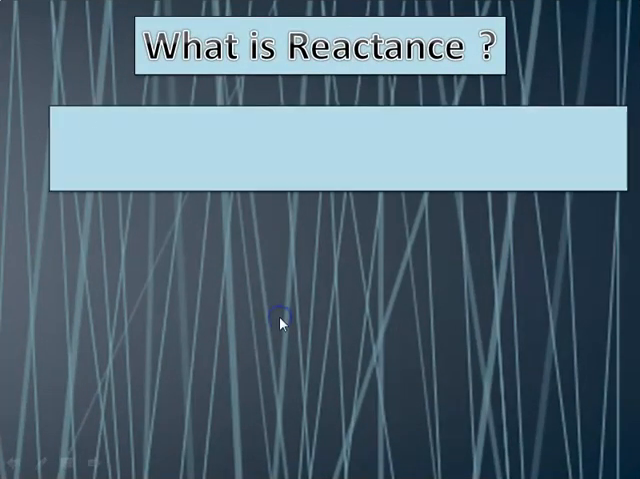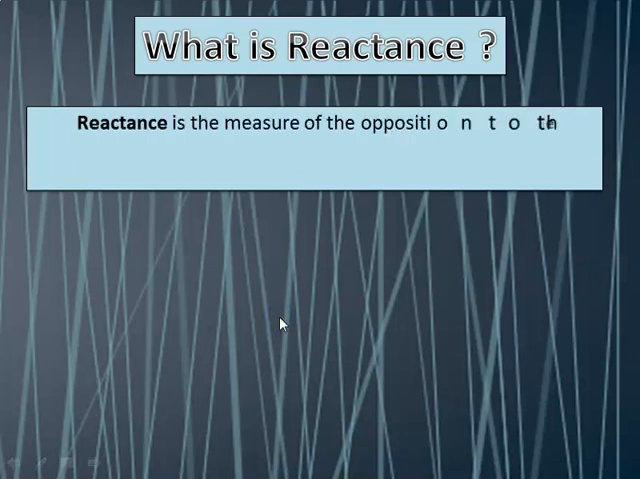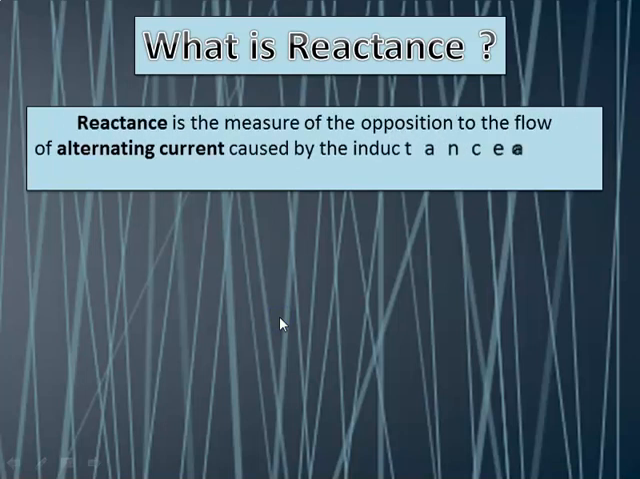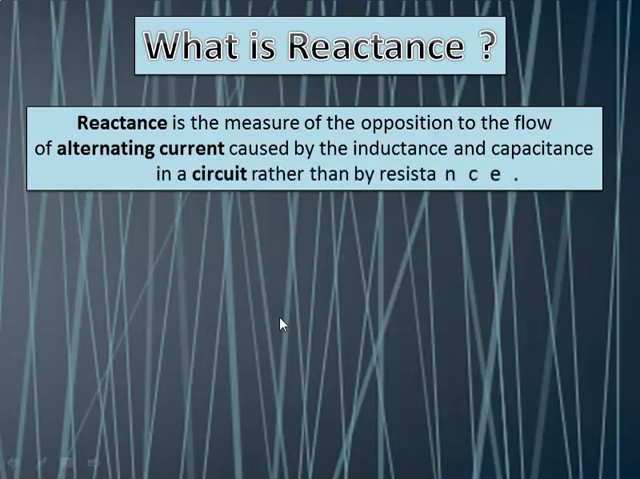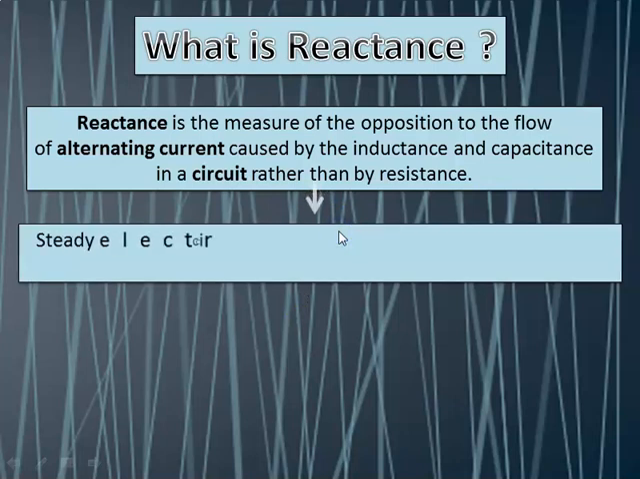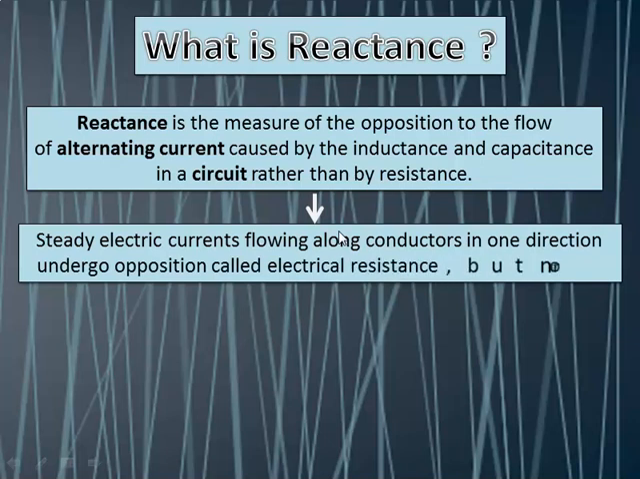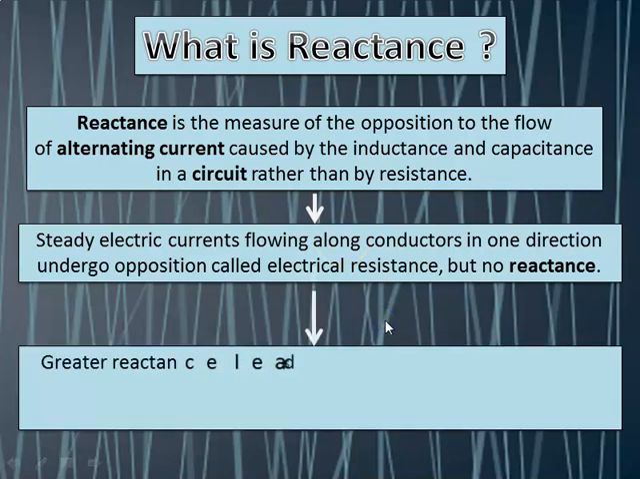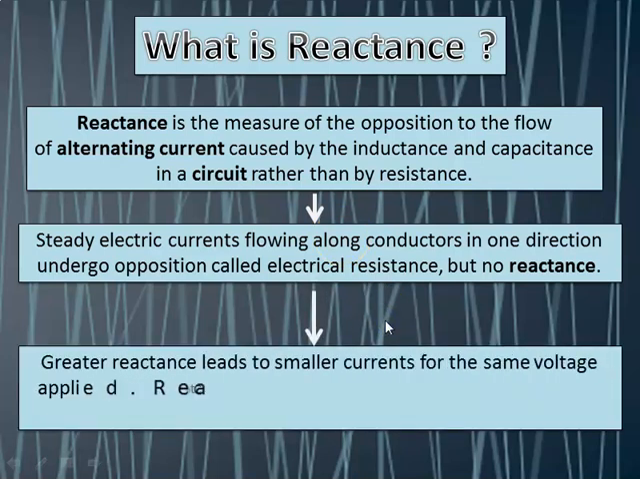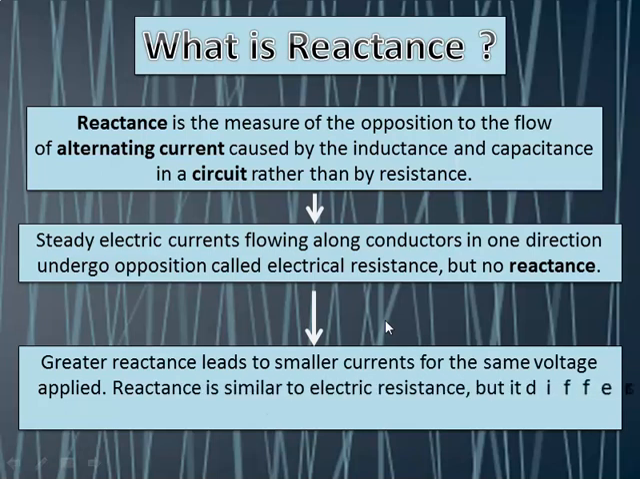What is reactance? Reactance is the measure of the opposition to the flow of alternating current caused by the inductance and capacitance in a circuit rather than by resistance. Steady electric currents flowing along conductors in one direction undergo opposition called electrical resistance but no reactance. Greater reactance leads to smaller currents for the same voltage applied. Reactance is similar to electric resistance, but it differs in several aspects.